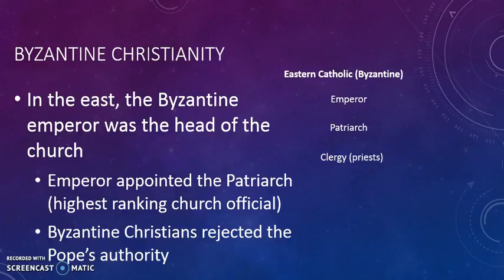In the Byzantine Empire, there's a different type of Christianity that evolves. In the East, the Byzantine emperor was the head of the church, whereas in the West, the head of the church is the Pope. And in the East, the head of the church being the emperor, he appoints someone called a patriarch, who's the highest ranking church official. And that's like the way the Pope is in the West, but the emperor is above them. And the Byzantine Christians reject the Pope's authority. They don't see him as being in charge of them.